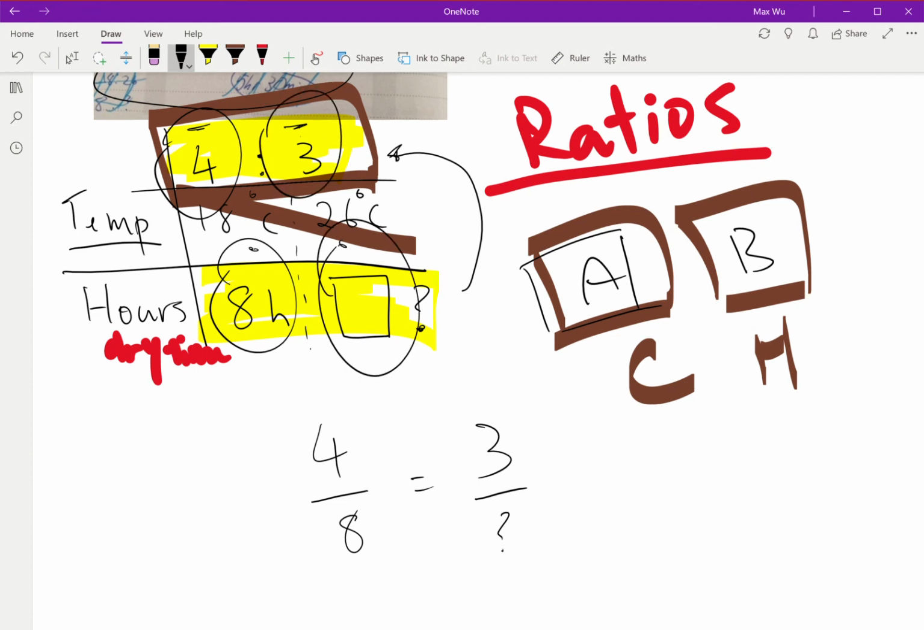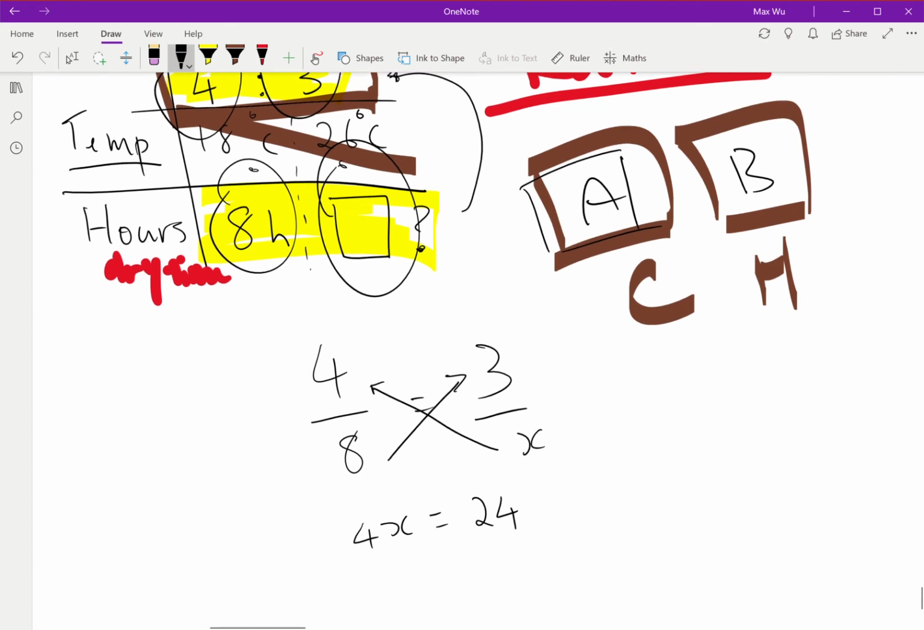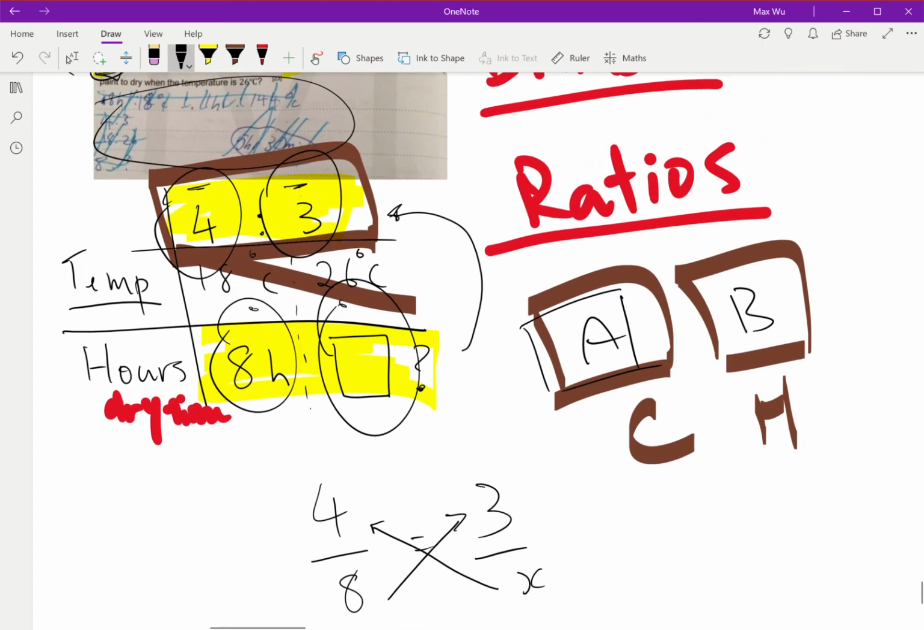And I'm sure you can solve this. We'll replace the question mark with x, okay? And how should we get the answer to this? We'll cross multiply. So we'll put x times 4 equals 8 times 3, so 4x is equal to 24. Now we divide both sides by 4, right? And we get x is equal to 6. Okay, so does that make sense?